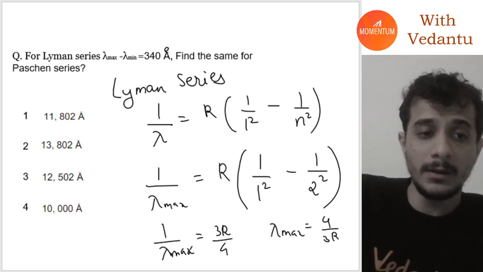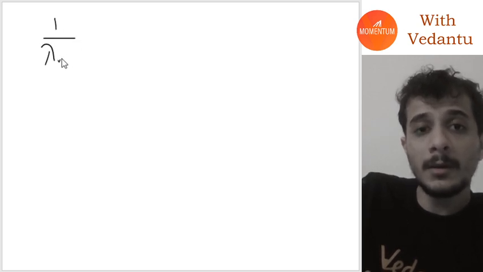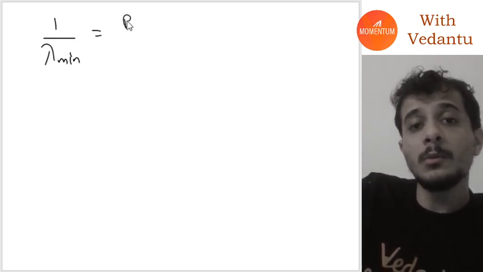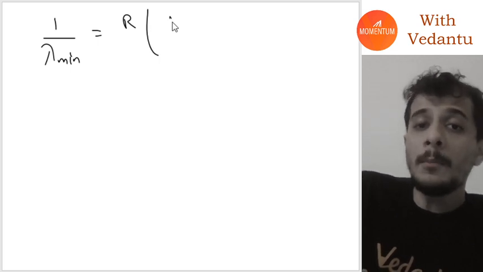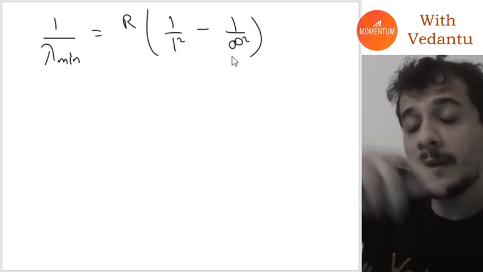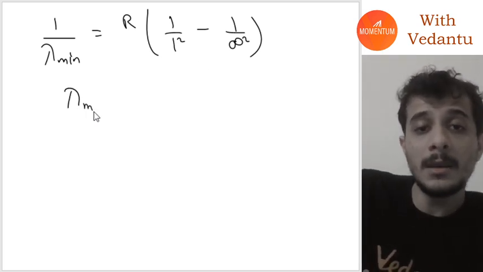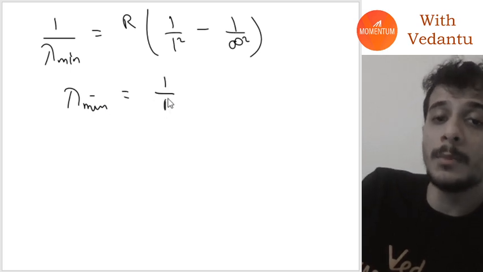Similarly for Lyman series, if I try to calculate lambda minimum, then I can write 1 by lambda minimum will be equal to R into 1 by 1 square minus 1 by infinity square, because in this case the energy difference is maximum and therefore the wavelength will be minimum. So lambda minimum here, guys, I will just get as 1 by R.